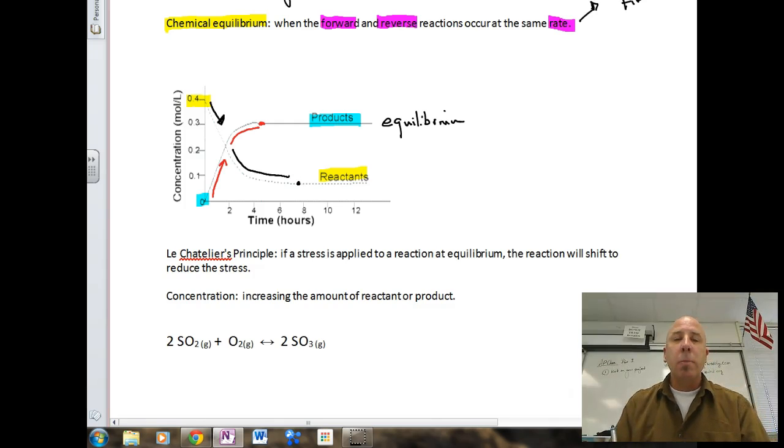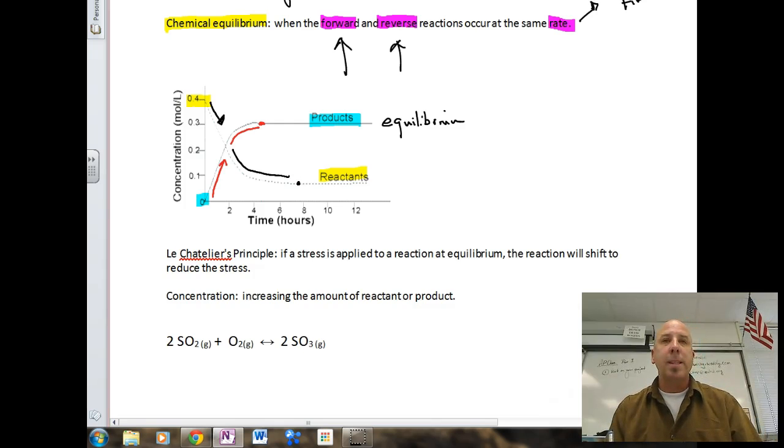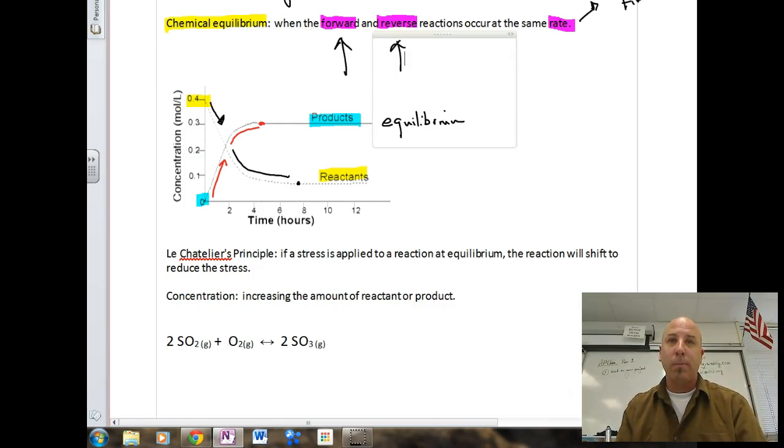That flat line doesn't mean the chemical reaction stopped. It just means that the forward and the reverse reactions are now occurring at the same exact rate. How fast the product is being created is the same rate as the reactant being created in the opposite direction.